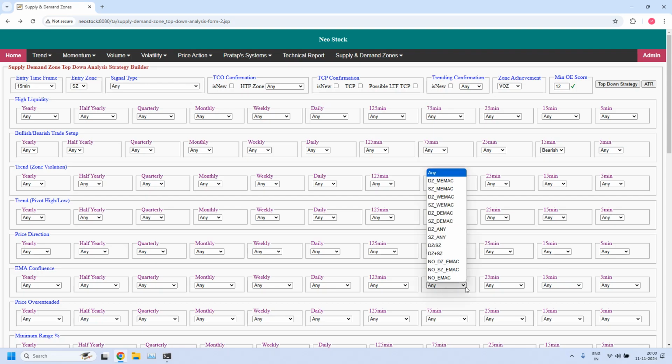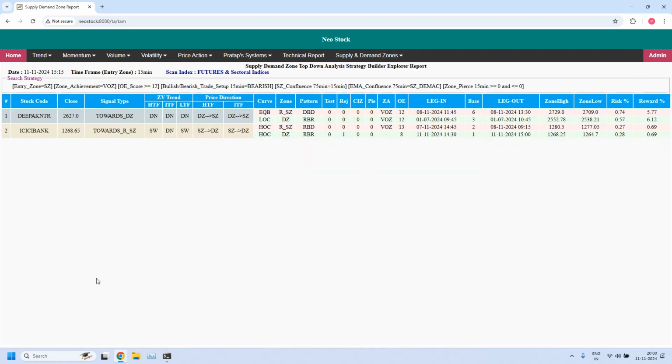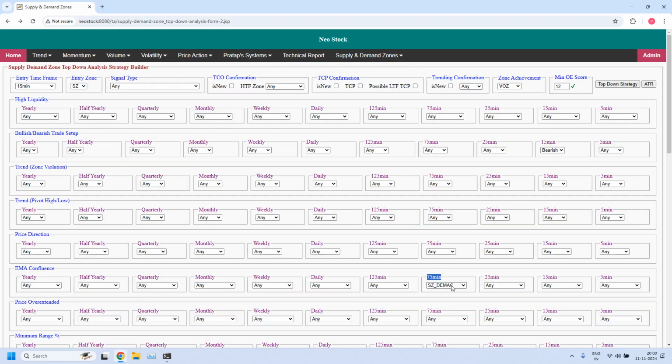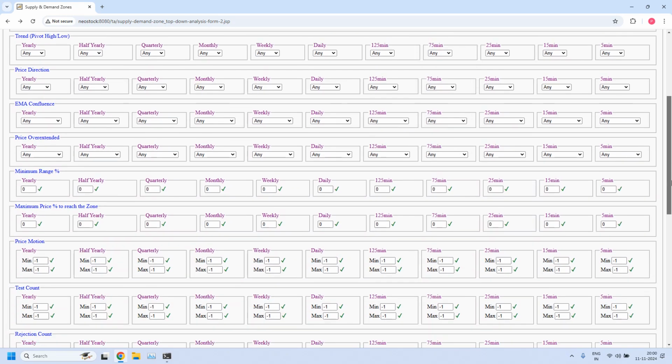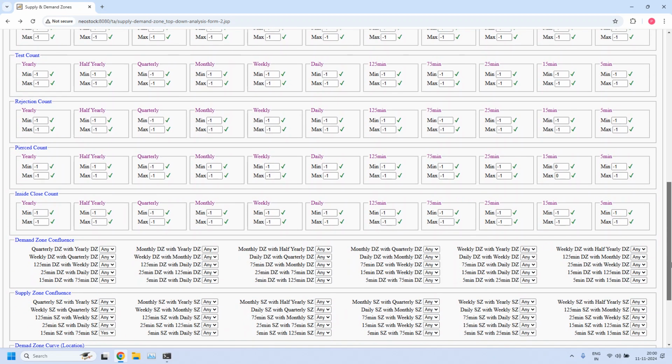That's why the 75 minute supply zone with daily EMA confluence. Let's verify. We got 2 stocks. These two supply zones are high probability setups. Okay, now let's verify LTF, ITF, HTF supply zone confluence. I am removing this EMA filter. LTF, ITF, HTF supply zone confluence, that is 15 minutes, 75 minutes and daily supply zone.